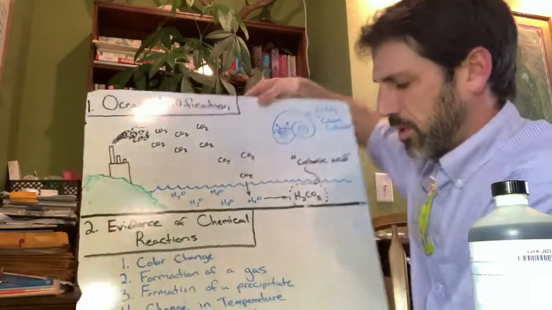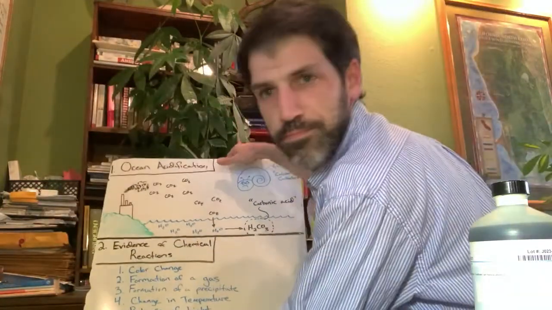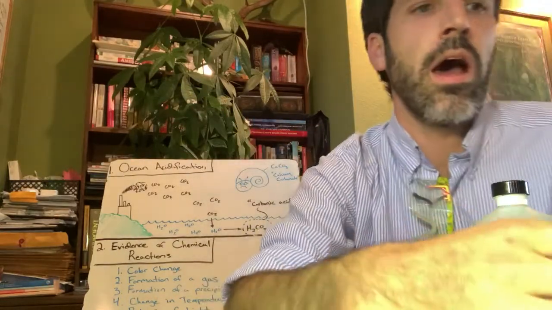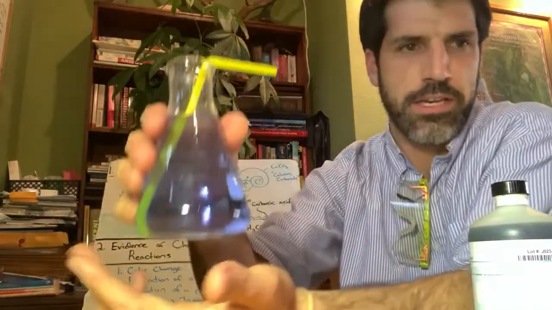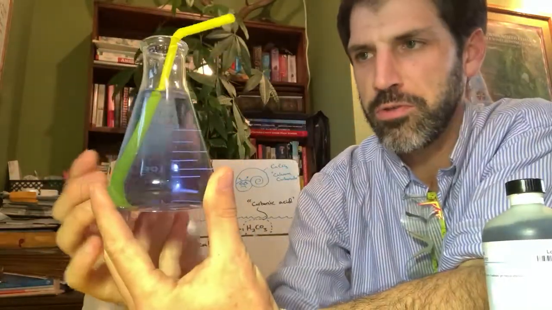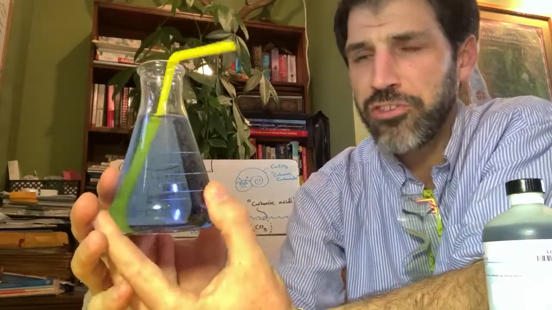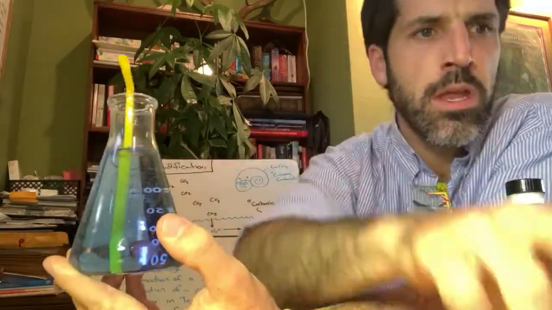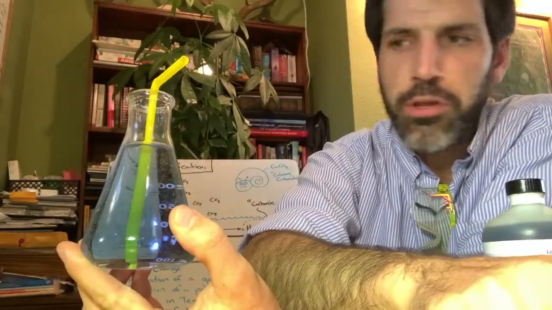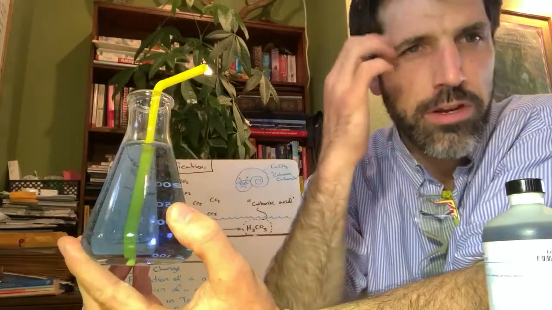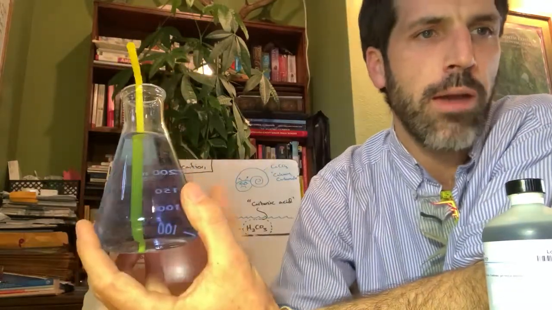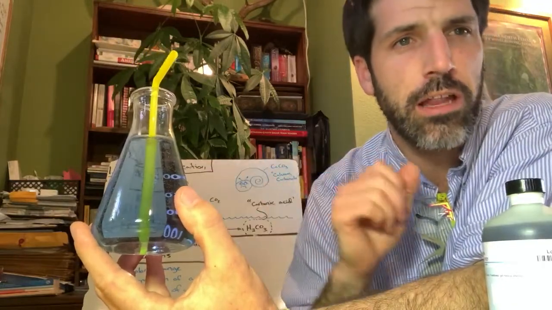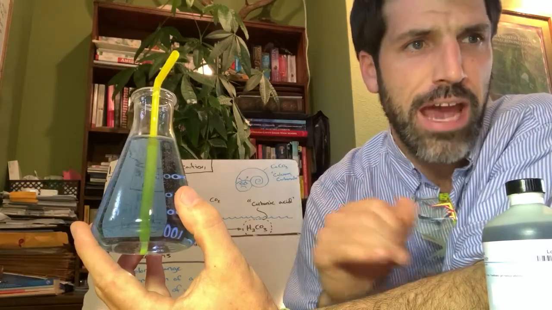In order to simulate this chemical reaction for you, I have an Erlenmeyer flask here, and I filled it with H2O. Just like seawater is mostly H2O, I've got H2O in the form of water right here. You'll notice this is a really blue color because it's not just H2O. I also have another chemical in here called bromothymol blue. This chemical changes color from blue to a yellowish or greenish yellow if an acid is present.